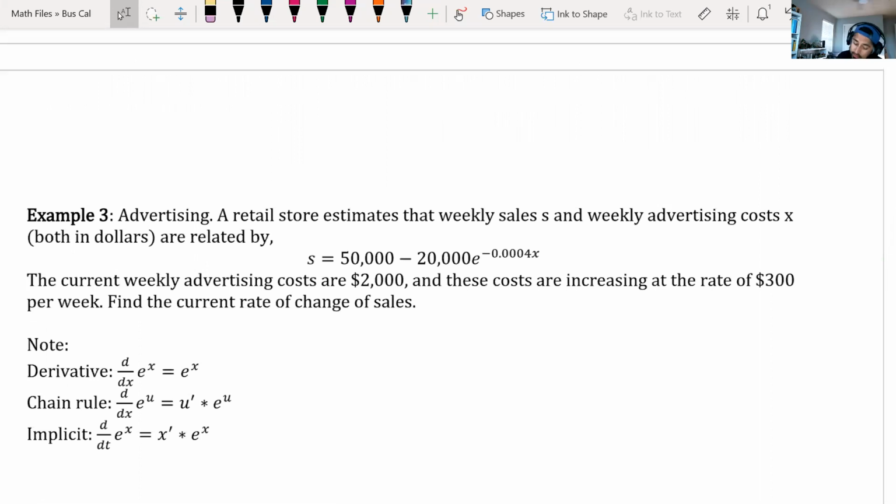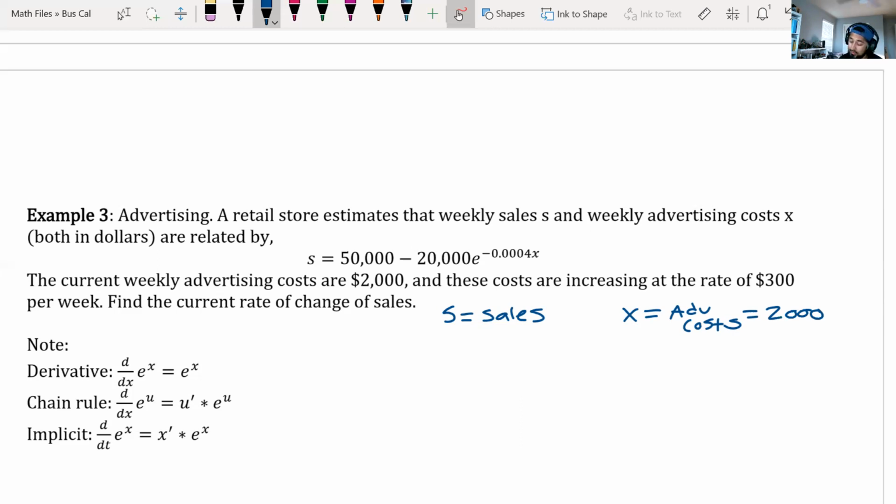Okay. So again, let's just label everything we know. And from the first sentence, we know that sales is represented by S, and X represents weekly advertising cost. Okay. And then the next line says the current weekly advertising costs are $2,000. So that means X is $2,000.